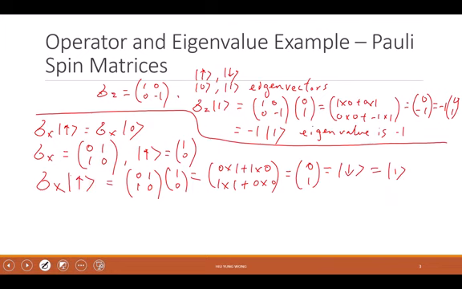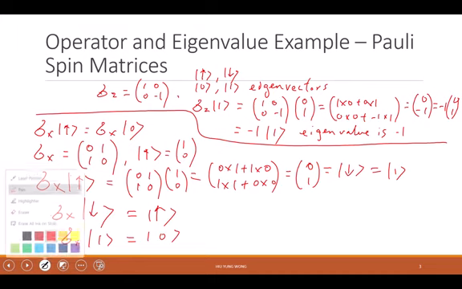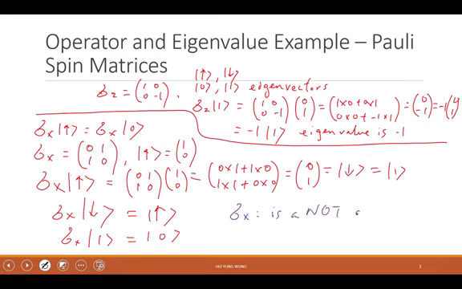Okay, so I challenge you to do an exercise. Try sigma x on spin down. It should give you spin up. Or in other words, sigma x 1 is equal to 0. As a result, we say that sigma x is a NOT gate. We will study more later, but I hope that now you have an idea on the importance of the Pauli matrix. Okay?